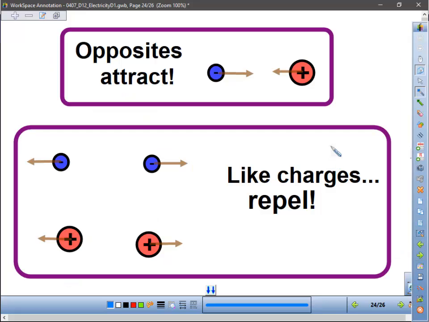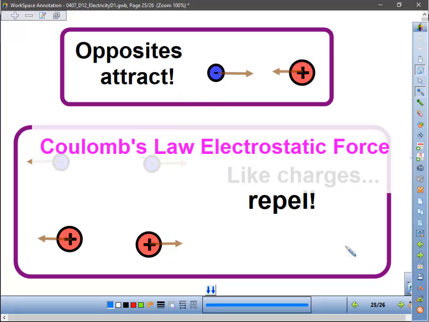Okay, so what we learned today, and we saw some examples of it, here's the big picture. Opposites attract and like charges repel. And so you can imagine the more charge you have, the more they'll attract, or the more charge you have, the more they'll repel. But it depends if they're the same charges, like charges, or opposite charges. We're going to find out in our next session that this is called Coulomb's law of electrostatic force. And it's very similar to the universal law of gravity.